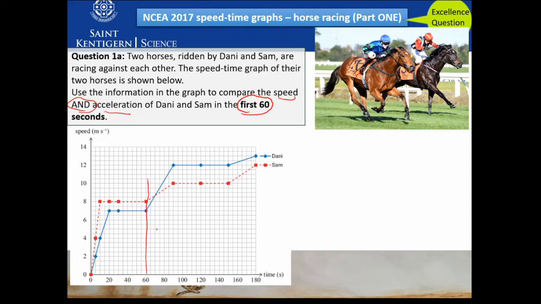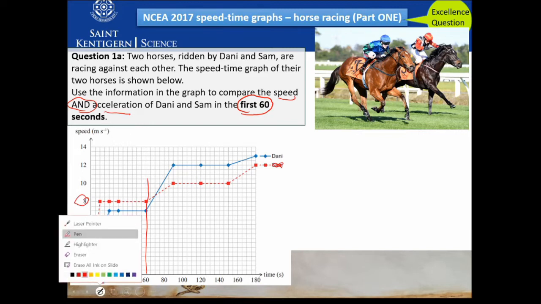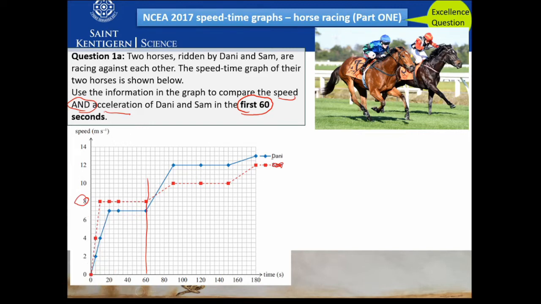Now from that, can you read the speed of Sam, the red line? Yes, you can. Sam is doing 8 meters per second. Can you do the speed of Danny, the blue line? Absolutely. He's doing 7 meters a second. So that is quite simple, and we can simply read that.